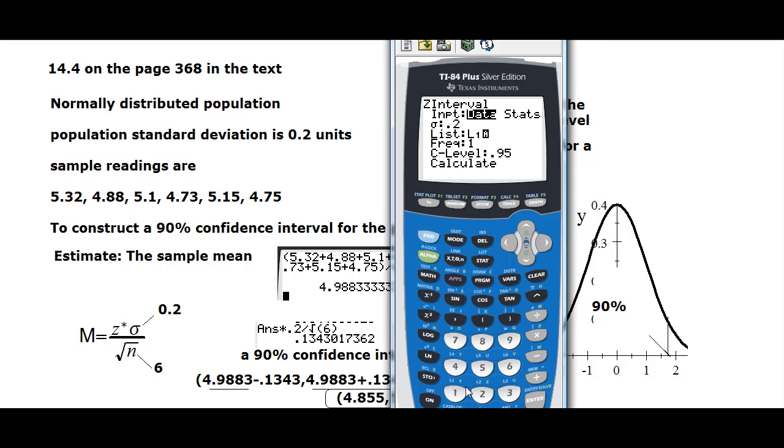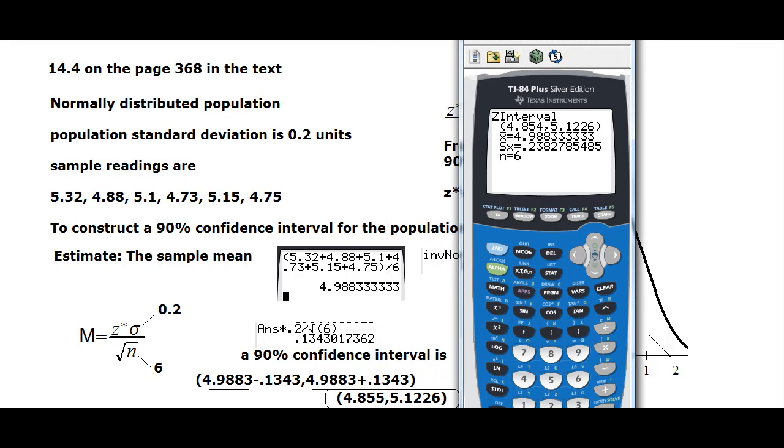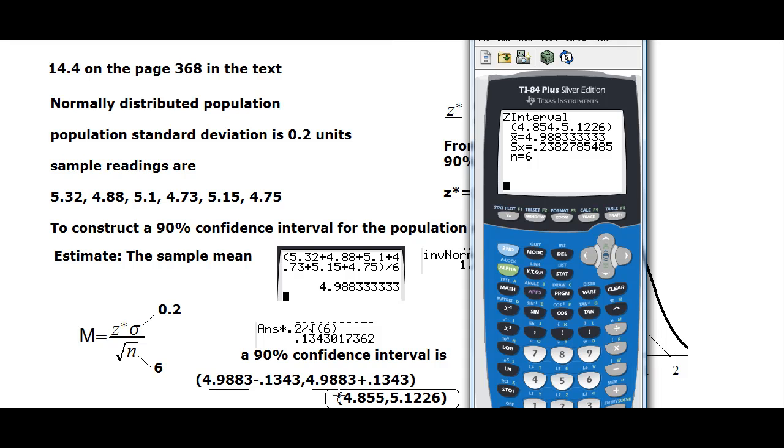Okay, L1. And frequency 1 means every number that we have listed occurs once, right? We don't have it in the form of a table. And what's my confidence level here? 0.90, okay. All right, you guys don't need me, do you? Right? So if we want the confidence interval, I think it's almost the same here.